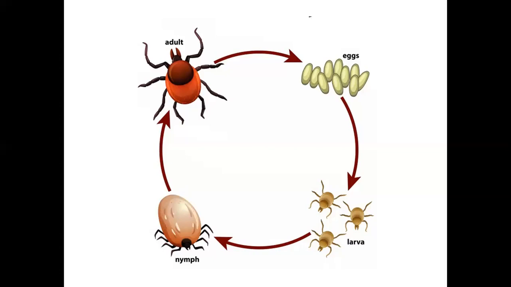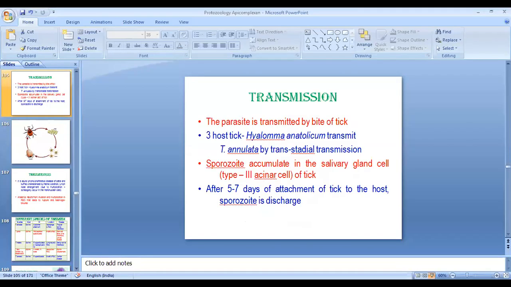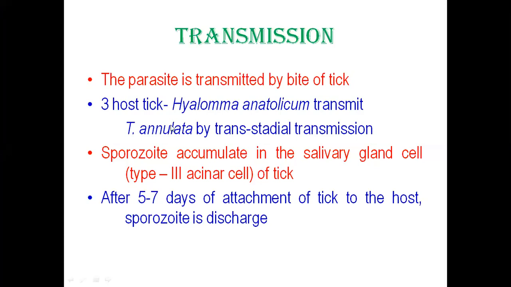In case of Babesia, we will see there is one mode of transmission called transovarian transmission. The adult tick obtains the infection and passes it down through her offspring. We call this transovarial transmission. Three host ticks like Hyalomma anatolicum are the ones transmitting the disease.